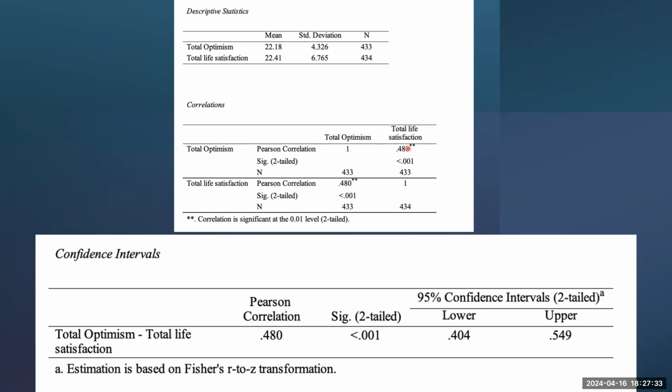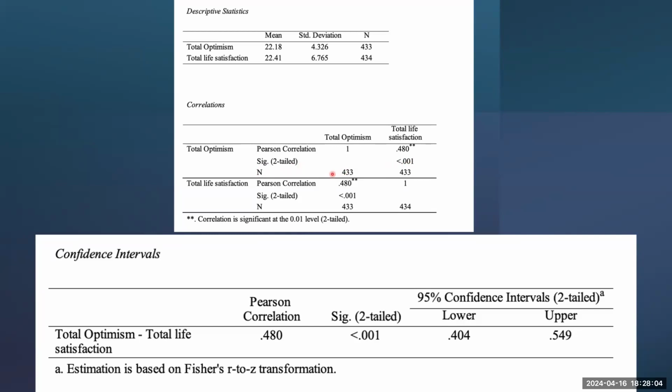Is that significant? We look at the sig column, two-tailed, and is that a significant relationship or not? What would you say here? Is there a significant relationship between optimism and satisfaction? Yes, it is, because the sig value is less than or equal to 0.05. The N is simply the sample size. Okay? A very simple test.